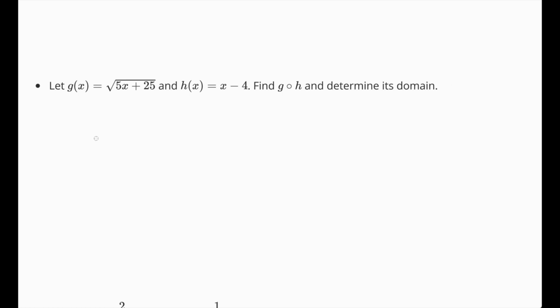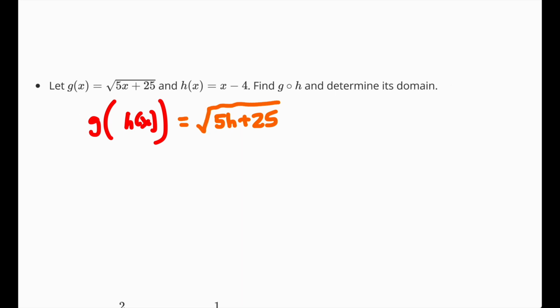Another important domain restriction is you can't divide by 0, but we don't really need to worry about it for this one. So g of h of x, I'm going to write it the long way, looks something like that. And we're going to replace all the x's with h. So it's going to be the square root of 5h plus 25, which is the square root of 5 times x minus 4, because h is equal to x minus 4, so I basically just substituted that in, plus 25.